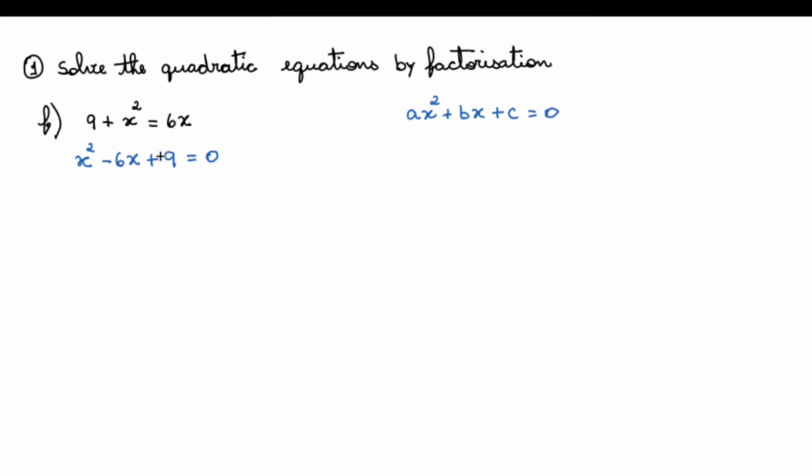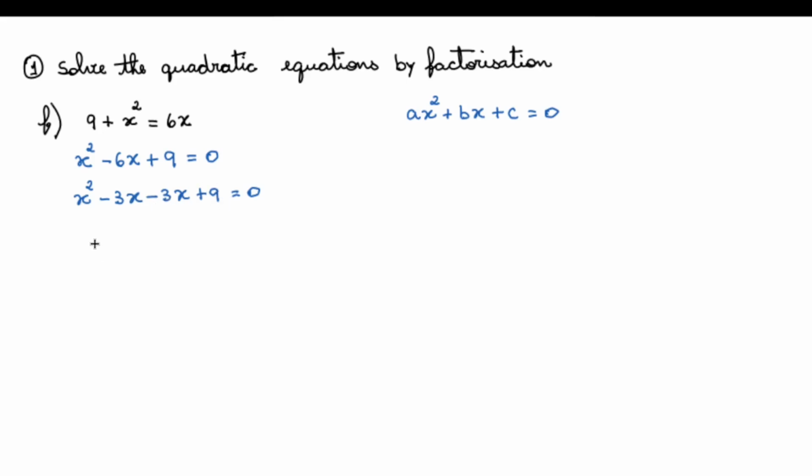So we can rewrite this equation as x squared minus 6x plus 9 equals 0. Now we have to split the middle term into two numbers whose product is the constant term. Here the constant term is 9 and the middle term is minus 6x. So we can split it as x squared minus 3x minus 3x plus 9 equals 0, because minus 3 multiplied by minus 3 equals 9.